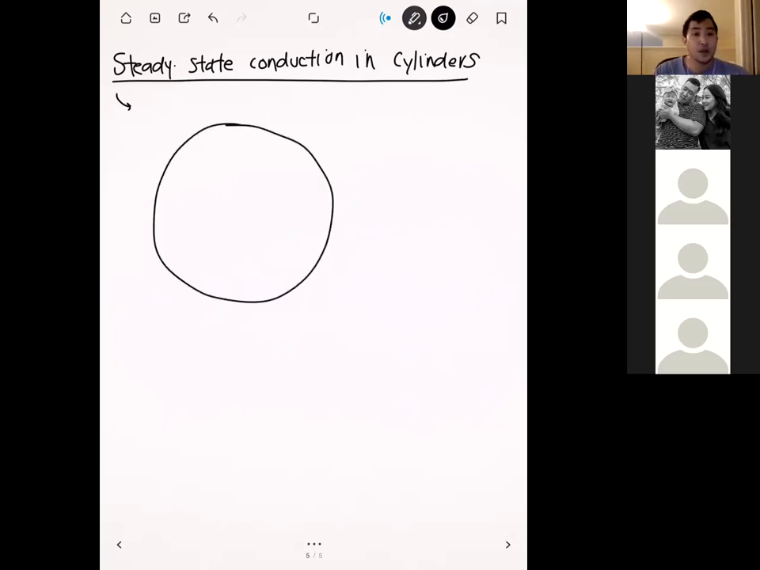We're basically going to be looking at the cylinder head on like this, right? And just for generality, let's assume that we have a hollow cylinder. The inner radius of the cylinder is going to be Ri, and the outer radius is going to be Ro. So we have kind of like a donut that extends out.